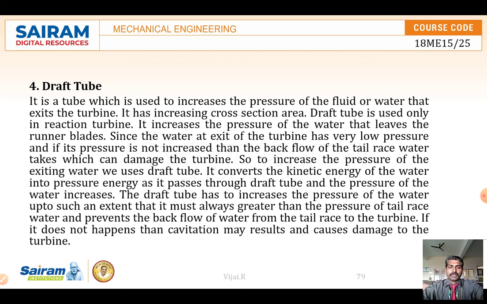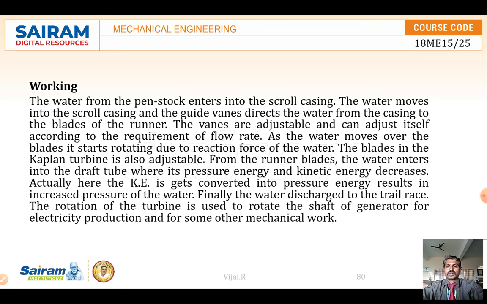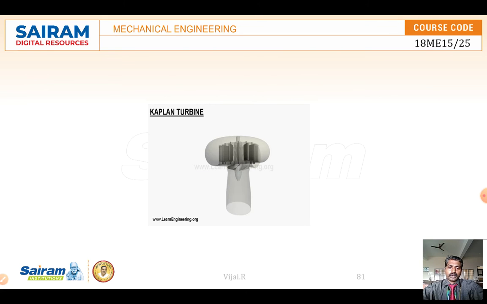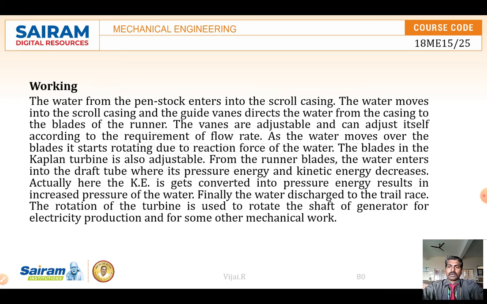So the draft tube converts the kinetic energy of water into pressure energy, and as the water passes through the draft tube, the pressure of the water increases. The draft tube increases the pressure of water such that it makes uniformity inside. Okay, this avoids the backflow of water from the tail race towards the turbine. It also avoids the cavitation process. So this is how the turbine draft tube works.